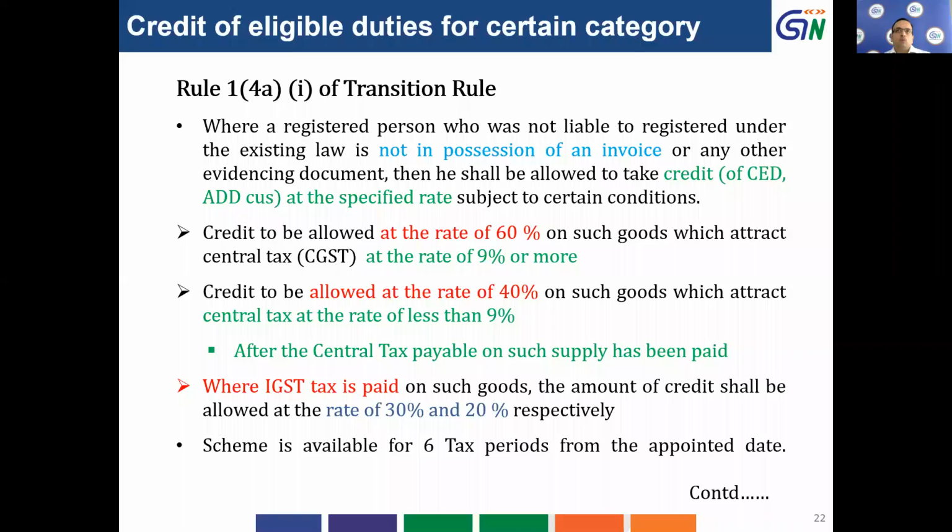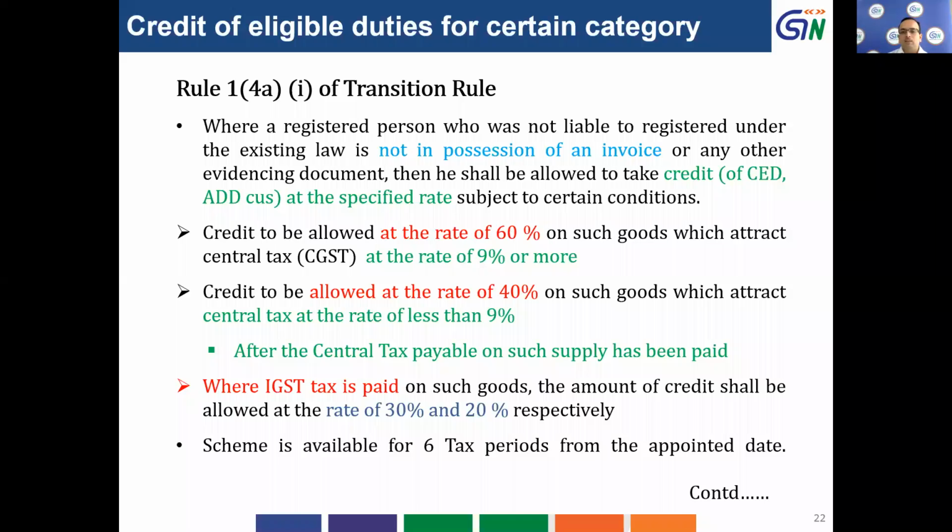So what the government has envisaged is that the tax has been paid and then he is entitled to credit of it at this particular rate. And if he has paid any IGST tax, then credit will be allowable at the rate of 30% and 20%. I will just leave you with a thought, that is, why it is 30% and 20% here in IGST, but it is 60% or 40% in CGST. I think you should ponder upon that. Then the scheme is available for 6 tax periods from the appointed date.